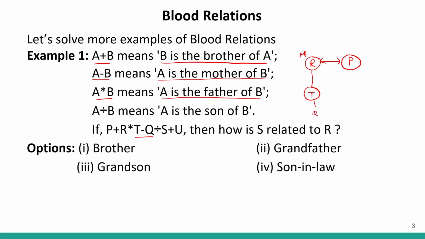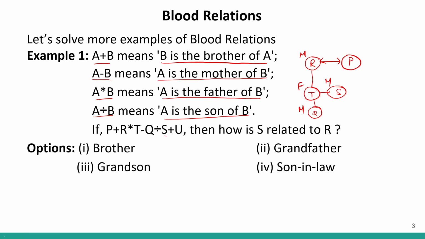T is the mother of Q. So T will be female, correct? And Q's gender will be unknown. Q divided by S means Q is the son of S. So if Q is the son of S, S will be the spouse of T, correct? Because Q is the son of T and Q is the son of S, that means S will be the spouse of T, and since T is female, S will be male. Correct? Q is the son. So Q is the son means Q will be male as well. So now we have derived the gender of Q.